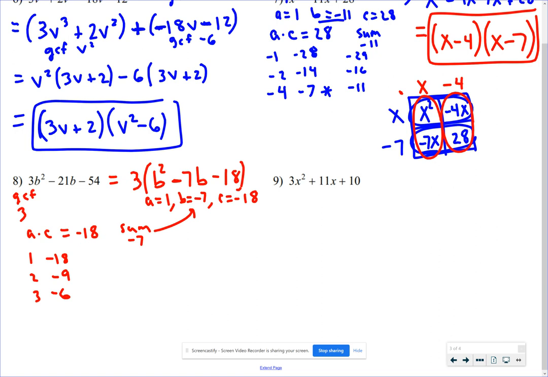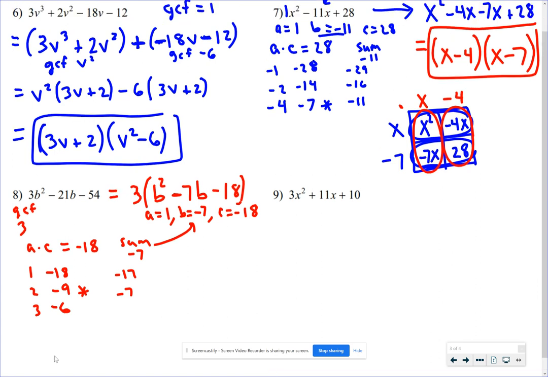1 times negative 18 is negative 18, but 1 plus negative 18 is negative 17. So I'm not getting the right sum out of that one. I'm looking for a negative 7. 2 plus negative 9 is a negative 7. There's my factor pair. Okay, so I'm going to go ahead and draw the box.